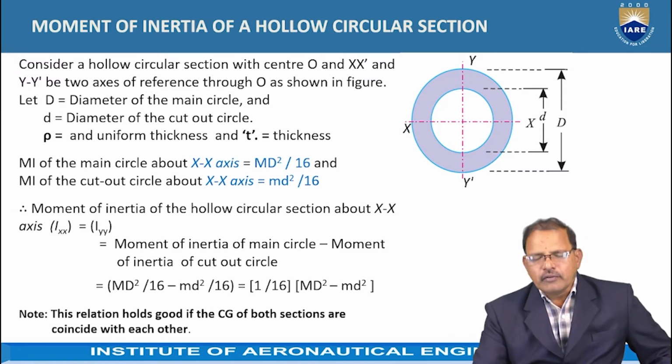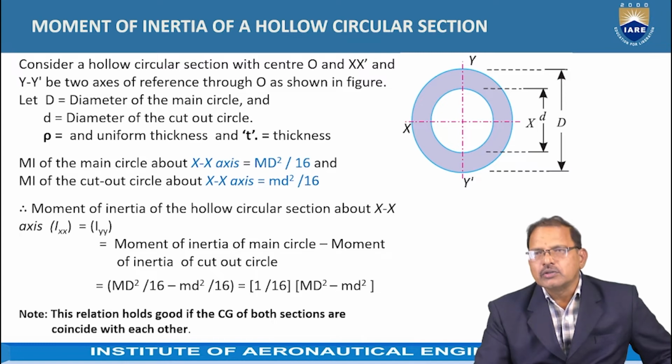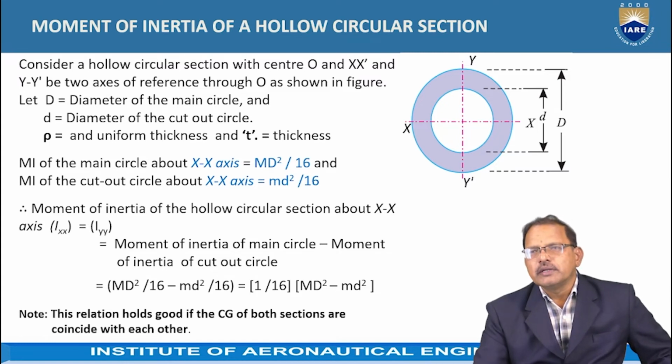Similarly, the mass moment of inertia of the cutout section about the x-axis is equal to m d square by 16, where small m is representing the mass of the cutout circle and small d is representing the diameter of the cutout circle.